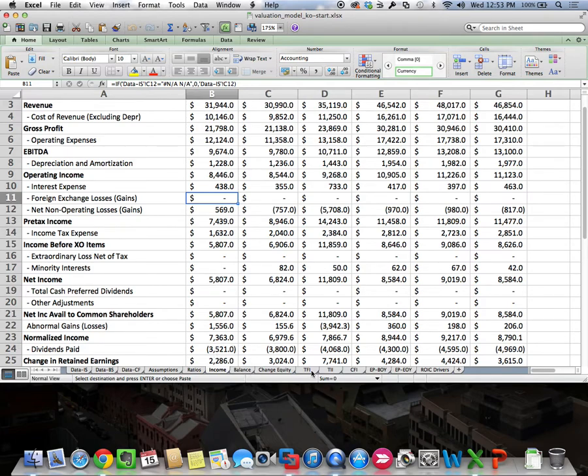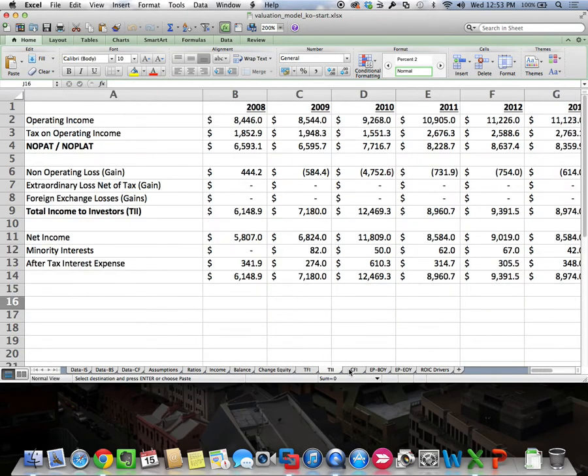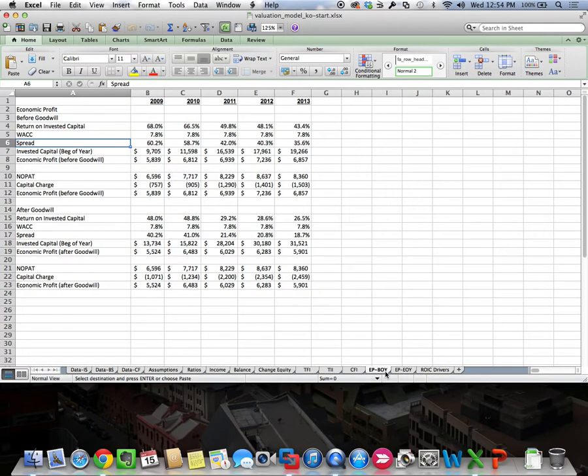So from here, I go to the TFI, and unlike on your midterm where you had to do this yourself, I've already mapped the TFI to the Bloomberg statements for you and converted the TFI. I've also converted the TII and the CFI, as well as the economic profits. Now you'll notice there are two economic profit tabs in the model, and that's intentional. One is called EPBOY for beginning of year. The other is called EPEOY for end of year.